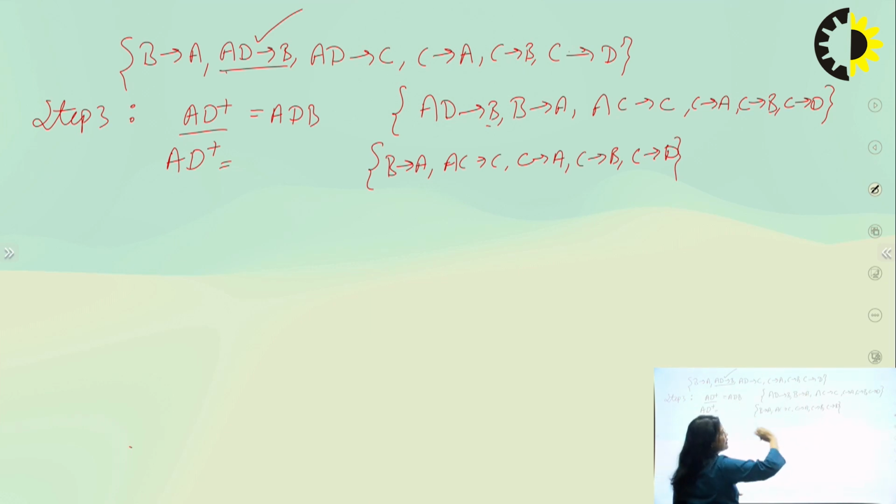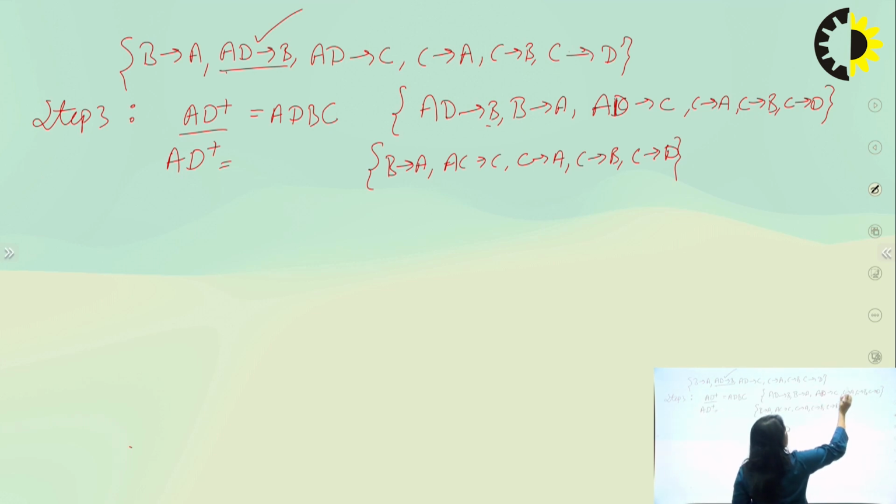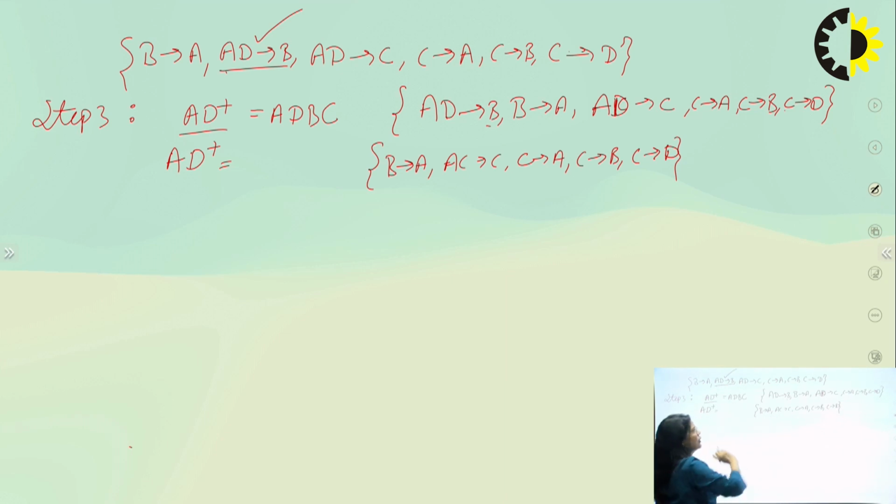A is already here. If we are having AD, then we will deduce C. So C we will include here. If we are having C, we can deduce A. A is already here. If we are having C, we can deduce B. B is already here. If we are having C, we can deduce D. D is already here. So what is the closure here? A, D, B, C. A, B, C, D.